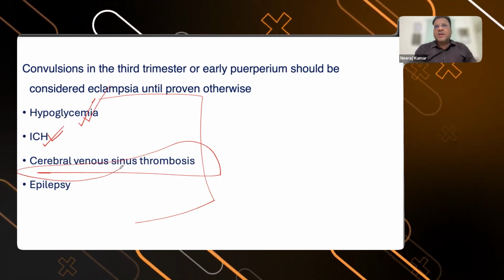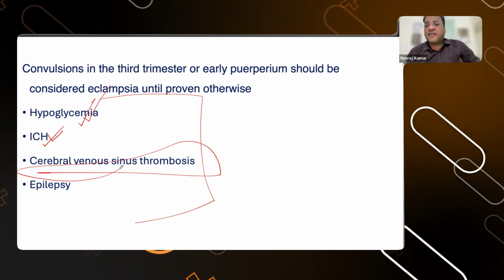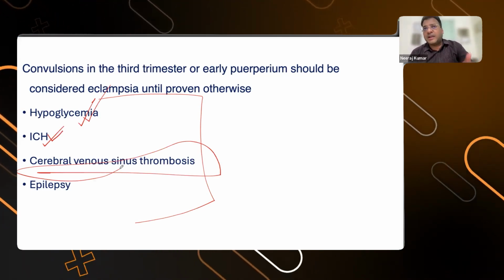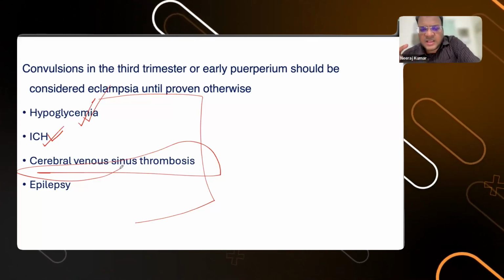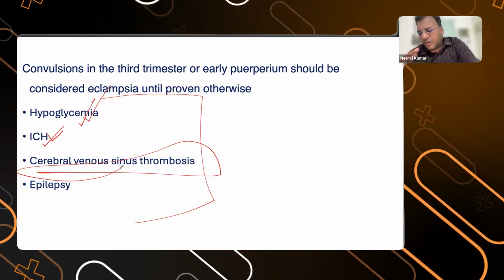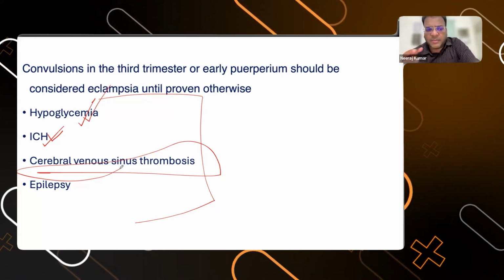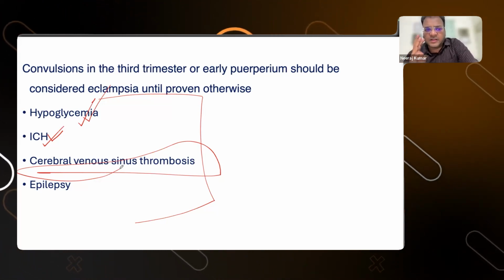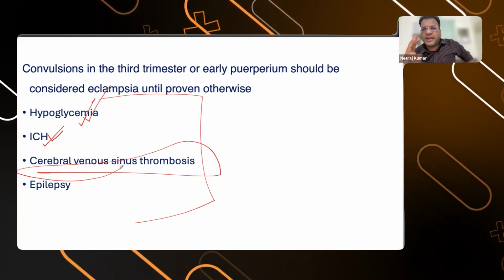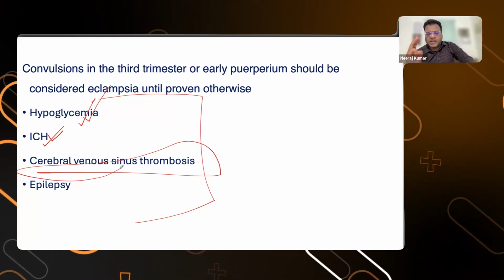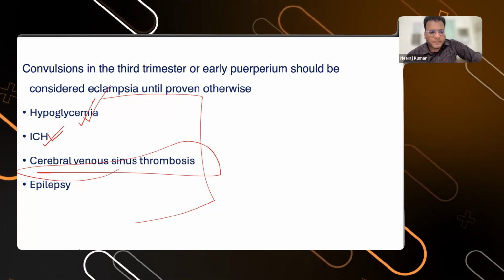If it is eclampsia, or the patient already has a history of epilepsy in the background or previous history, but also CVST, cerebral venous sinus thrombosis, ICH, intracerebral hemorrhage, and hypoglycemia. So these are the three until-proved-otherwise causes of seizures in the early puerperium or in the late trimester of pregnancy.